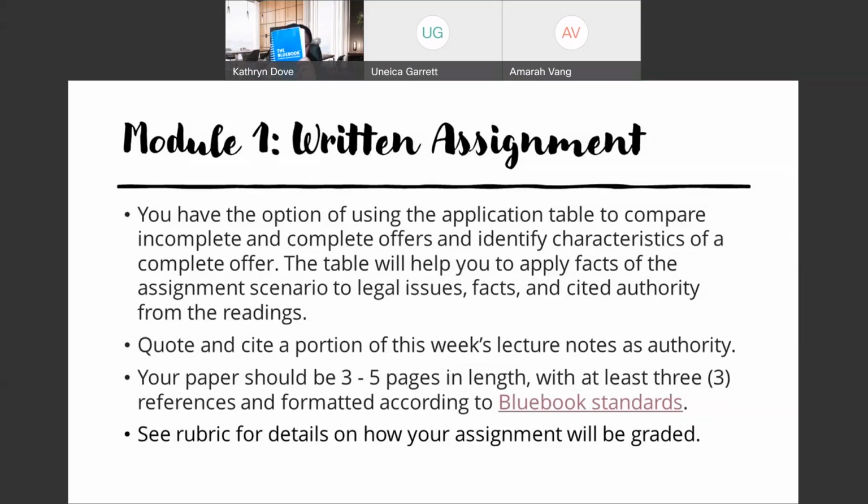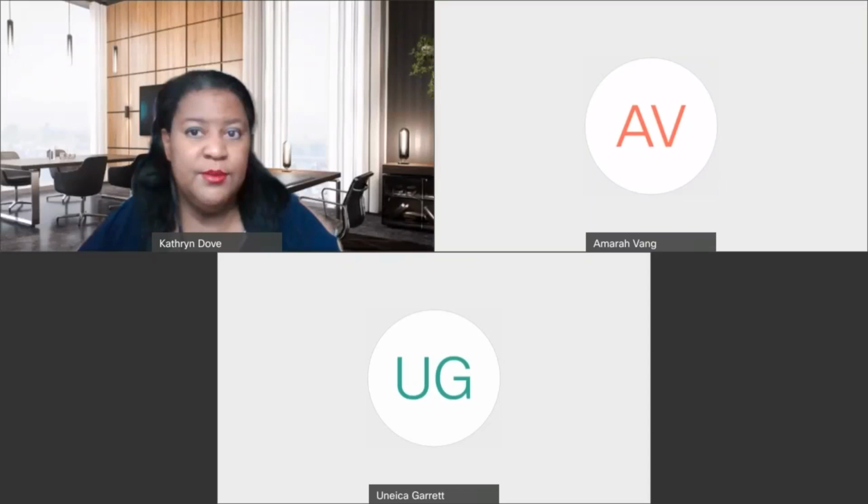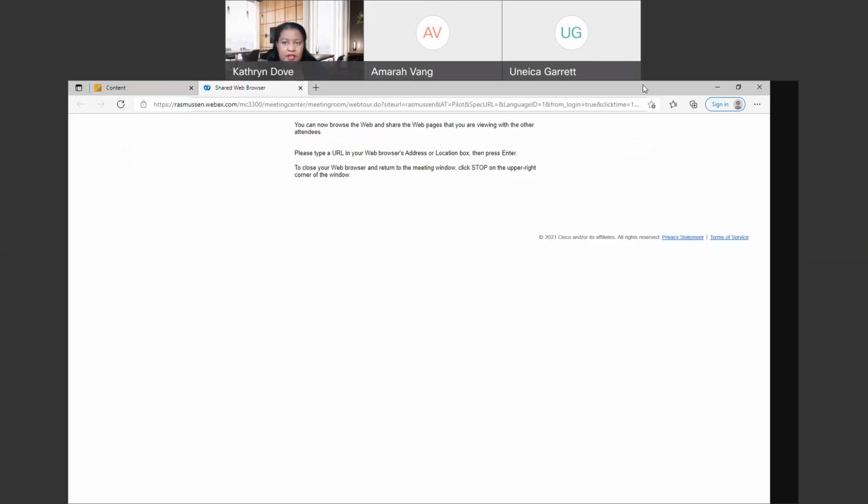So we're going to talk about what the Blue Book is. It's a system of citations. You'll be using the Indigo Blue Book, which is completely online. So let's go into the online classroom and take a look at some of the components of this assignment and some of the requirements of this assignment.